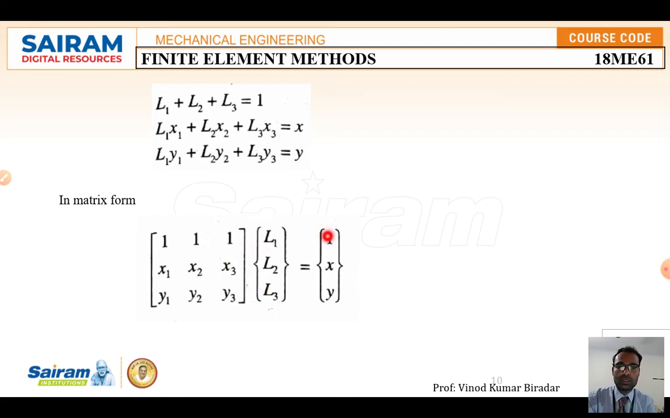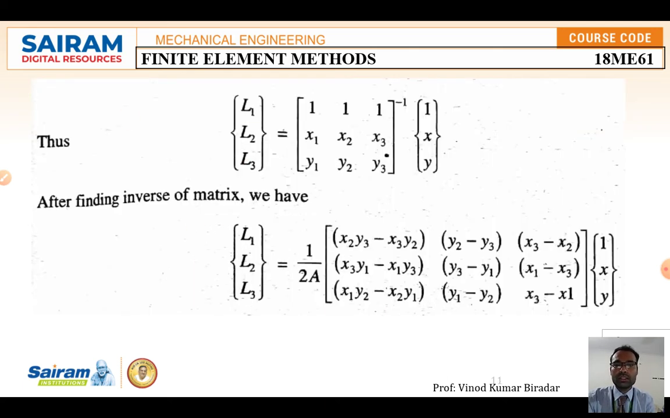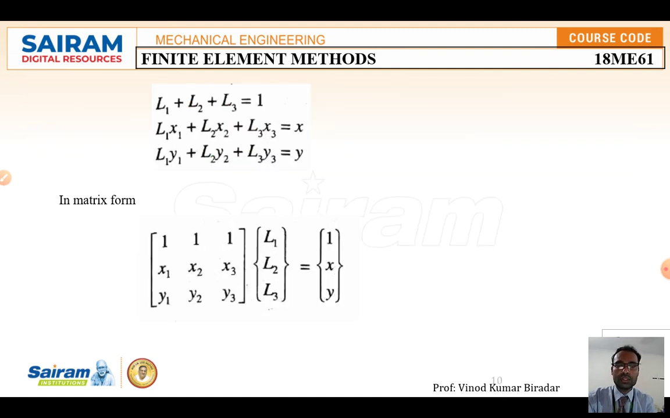Okay, L1 L2 L3 times 1, x, y. If you multiply it, you are going to get the same answer. So just rearrange this and write it in matrix form. Thus, if you write down the transpose of this, L1 L2 L3, these are called the shape functions. Transpose of this means the opposite of this.